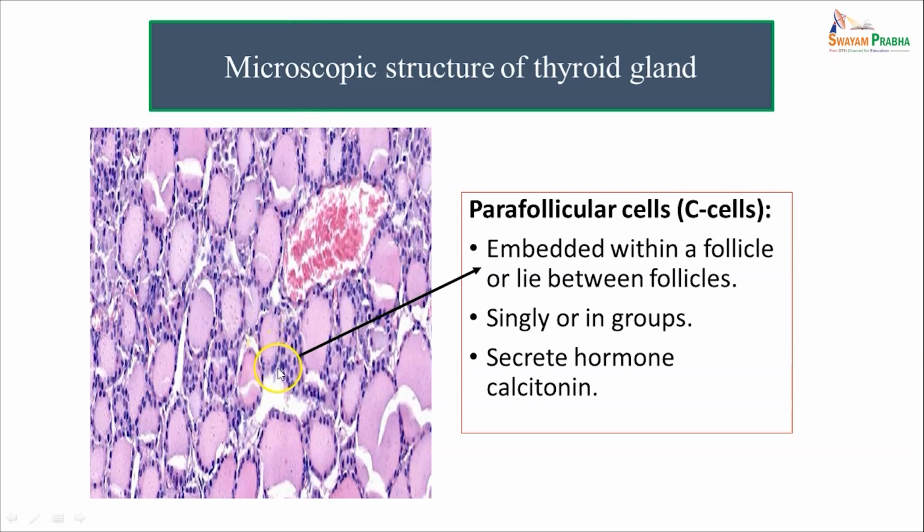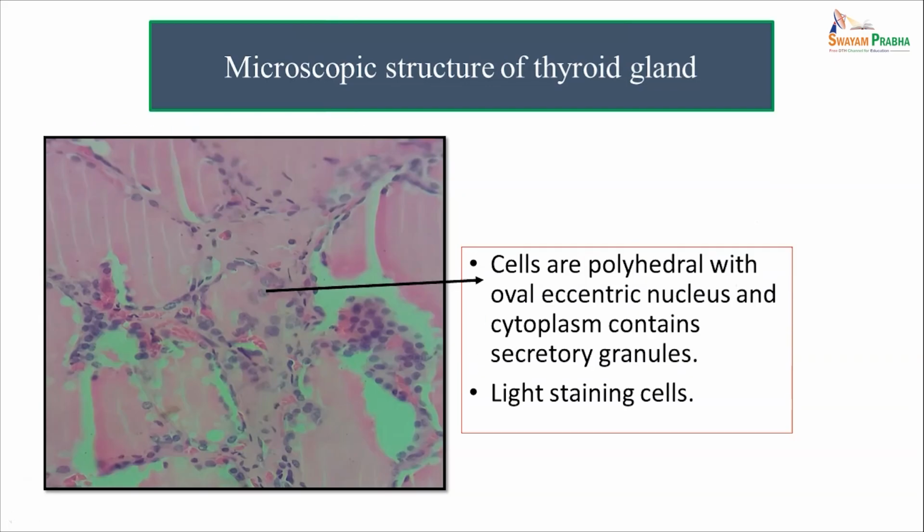They are present as single cells between the follicular cell and its basement membrane, or as groups between the follicles. These cells secrete the hormone calcitonin. Parafollicular cells are polyhedral with an oval, eccentrically placed nucleus. The cytoplasm contains secretory granules. These are light staining cells.